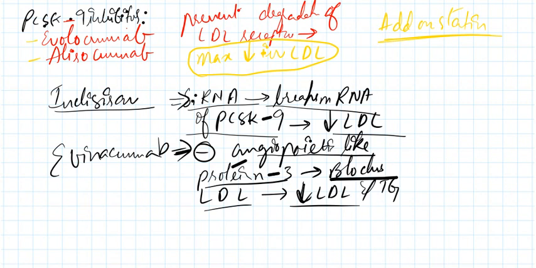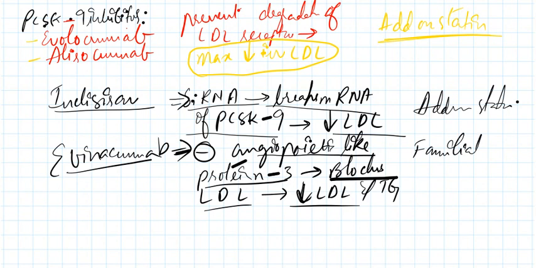Now, what is the use of inclisiran? It is an add-on to statin, as simple as that. What is the use of evinacumab? It is used in familial hypercholesterolemia. Very, very important. Always remember. Right? And it can also be used as an add-on to statins.